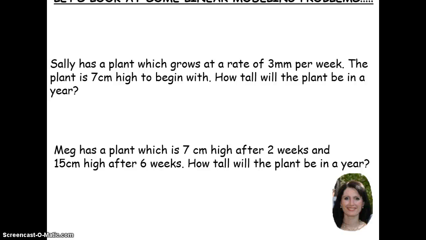Hi guys, Marketa here. Today we're going to be looking at linear modelling, and in particular at two different types of linear modelling that we will commonly come across.